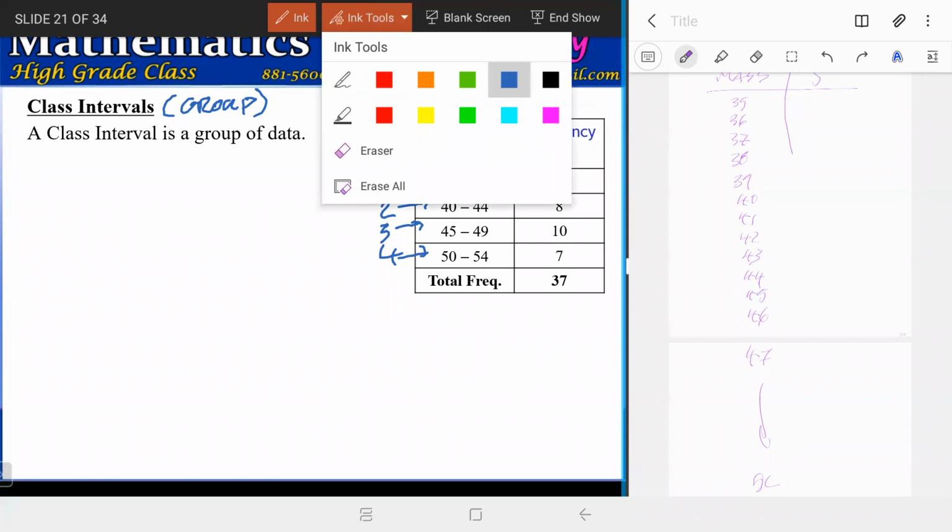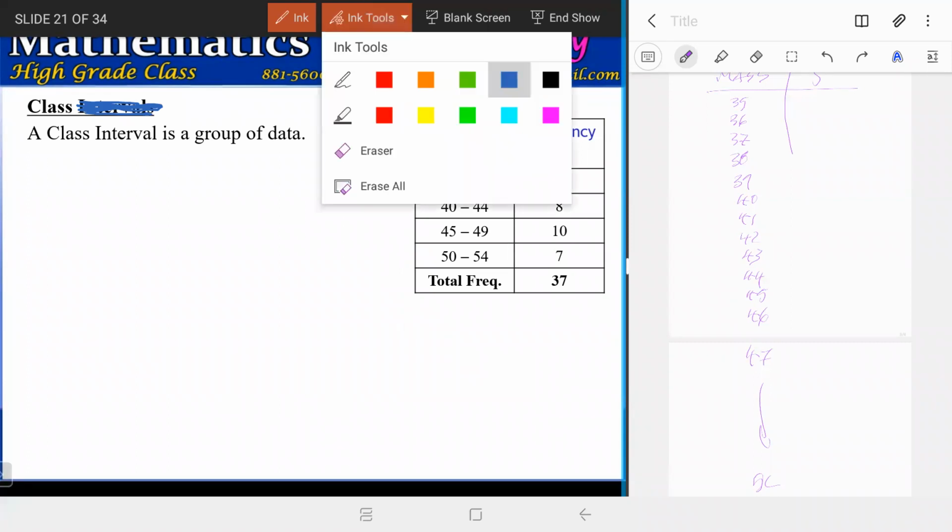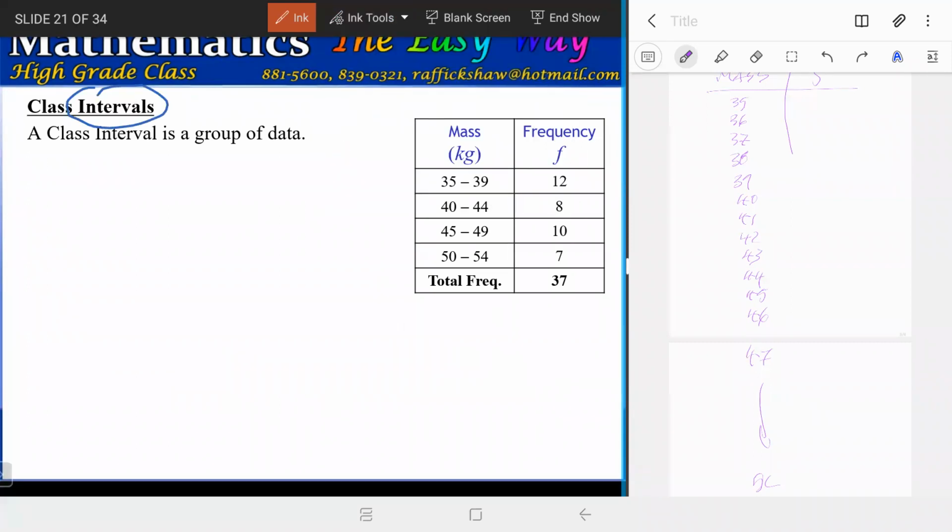All right? And sometimes instead of saying class interval, they just call it class. First class, second class, third class, fourth class. And sometimes they use the word interval. That's the same. And sometimes they use the word group. All right?